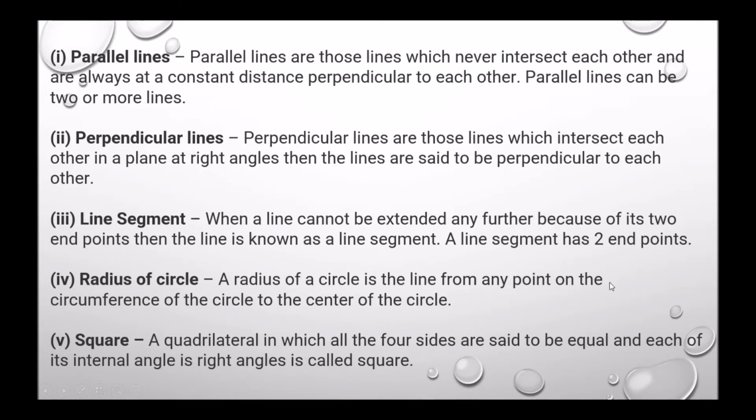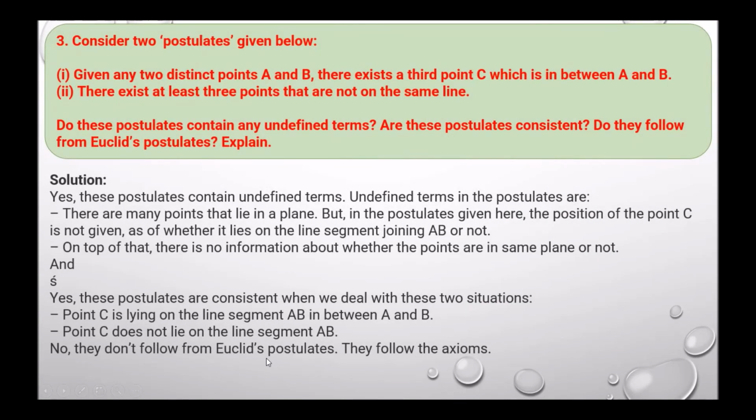Radius of a circle. A radius of a circle is the line from any point on the circumference of a circle to the center of the circle. Next, square. A quadrilateral in which all the four sides are equal and each of its internal angles is 90 degrees, or we can say right angles, is called square.